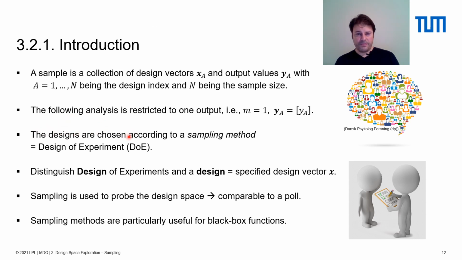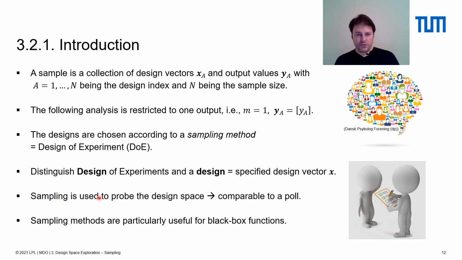Designs are chosen according to a sampling method when you do sampling. And a synonym for a sampling method is also design of experiment. So you probably heard of this. And please do not confuse design of experiment with something that you design as a physical object. So here, what we mean by design is really a generalized idea of design. So you specify something for a particular purpose. In this case, you specify the positions of your design vectors that you use to probe your function.